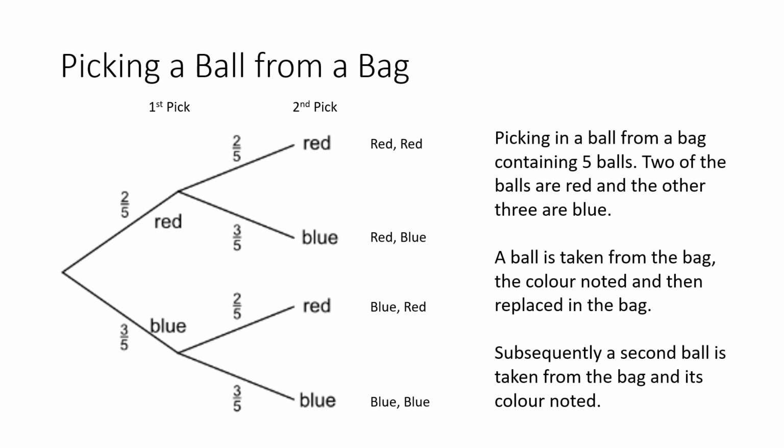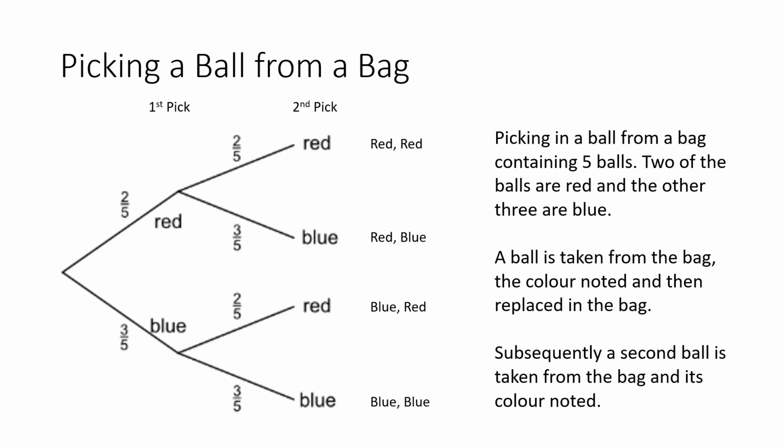I could have got a red, and the chance of getting a red would be 2 out of 5. So red is written at the end of the first branch. And on the branch, I write the probability, which is 2 out of 5. 2 reds out of 5 balls. However, I could have got a blue ball the first time. So at the end of the other branch, coming up and downwards this time, I would write blue. And the chance of getting a blue is 3 out of 5. 3 blues out of 5 balls. So I'd write 3 5ths on that branch.